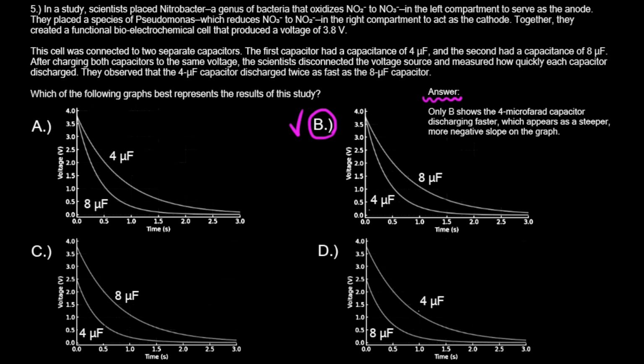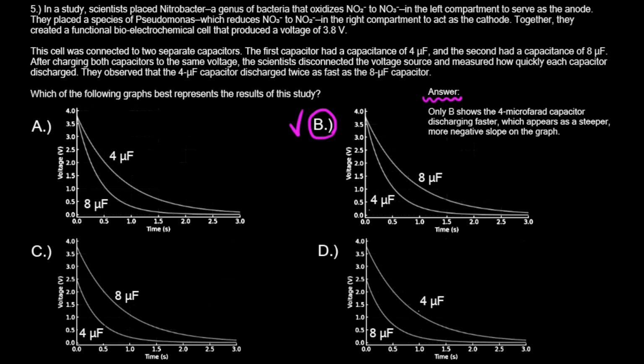Remember, we've already discussed that capacitor discharge follows an exponential decay curve. All the graphs shown here represent exponential decay. Now, let's recall what the axes represent. The y-axis shows voltage in volts, and the x-axis shows time in seconds. If the 4 microfarad capacitor discharges faster, that means its voltage drops more quickly over time. In other words, the curve should have a steeper downward slope. It falls off more rapidly.